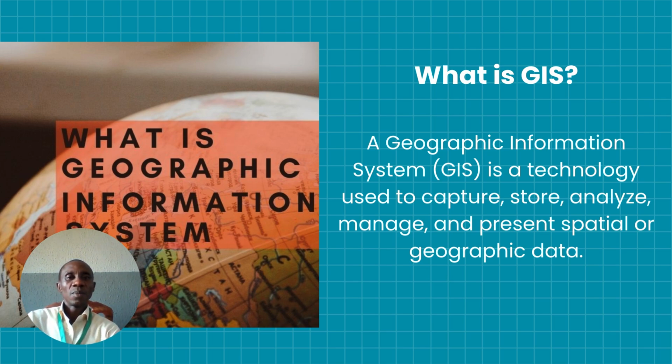GIS is a geographic information system. A geographic information system is a technology used to capture, store, analyze, manage, and present spatial or geographic data. In other words, it's a computer system that is designed to analyze geographically referenced data. Data means information.